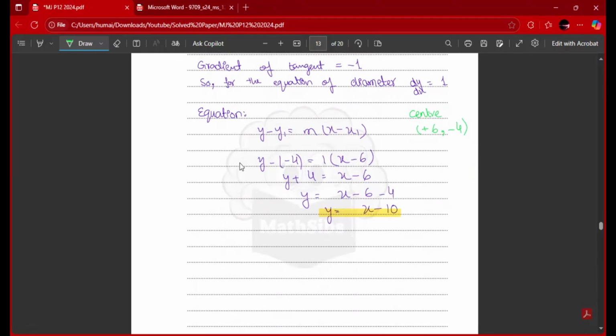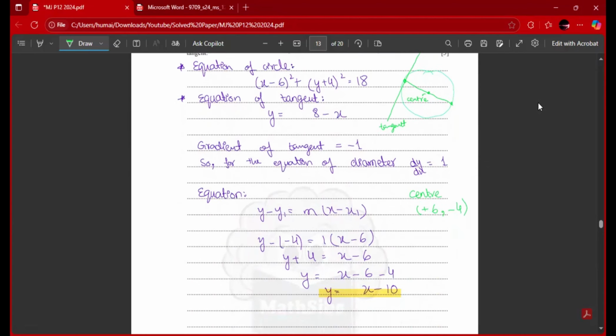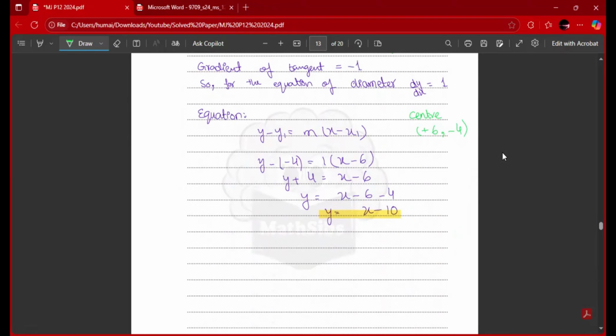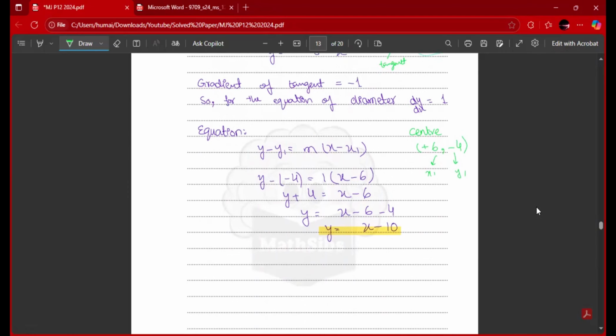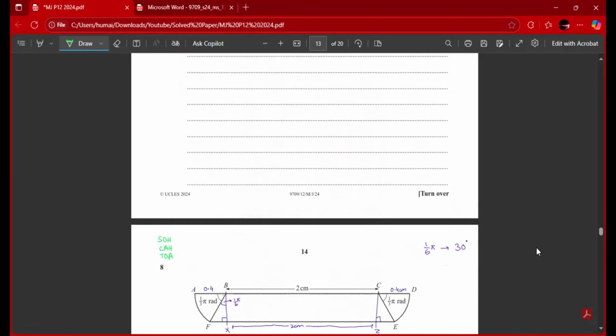Now we are going to find the equation using y minus y1 is equal to m into x minus x1. We know that the diameter, wherever it is, should pass through the center. So we have the points of the center, plus 6 and minus 4, substituted as x1 and y1. Substituted, our gradient is the same. We get a beautiful equation for our diameter and that's it. How many marks did I get for doing this? 3 marks? Okay, 3 marks. This is not worth it.